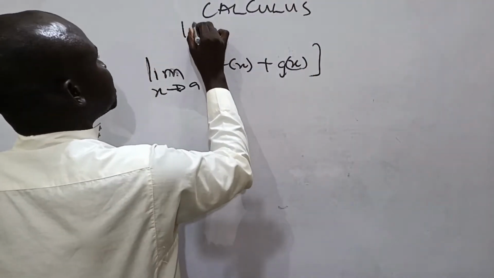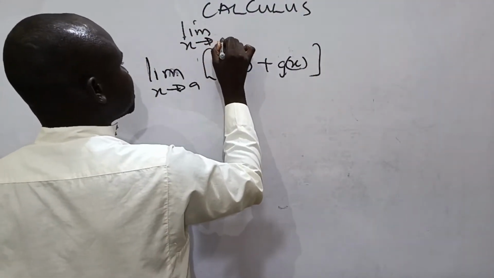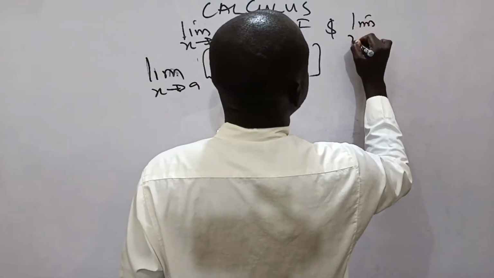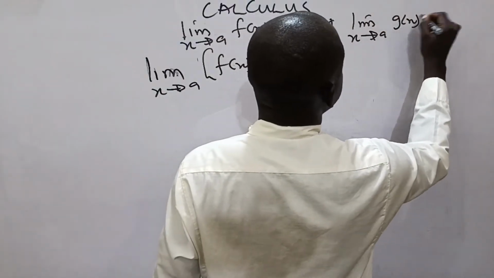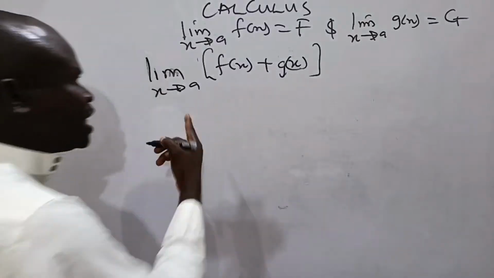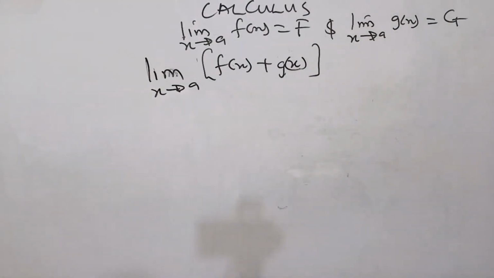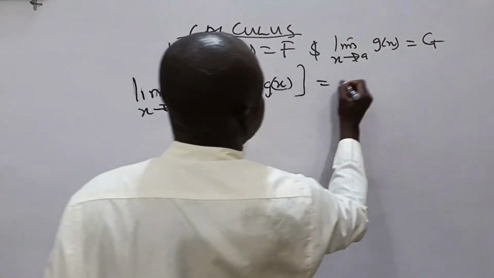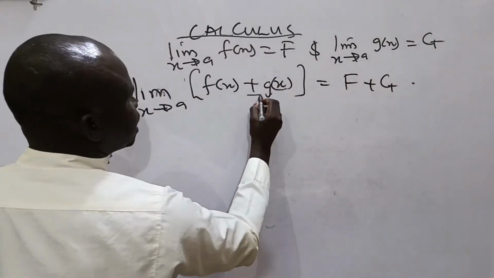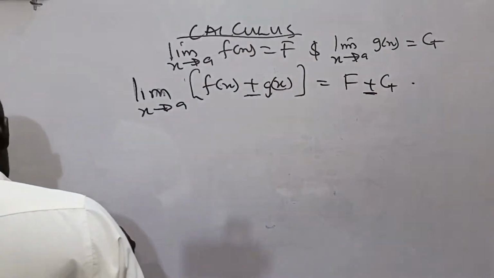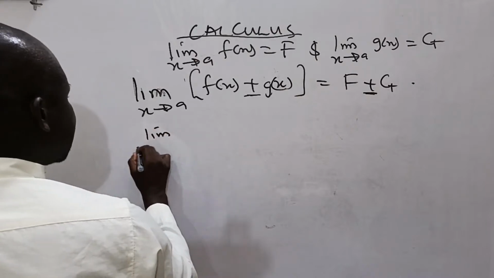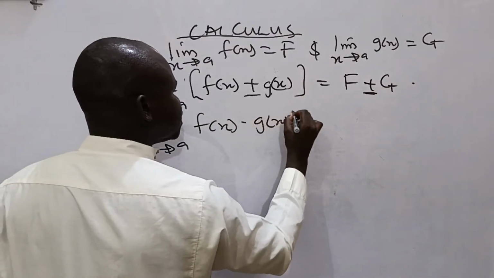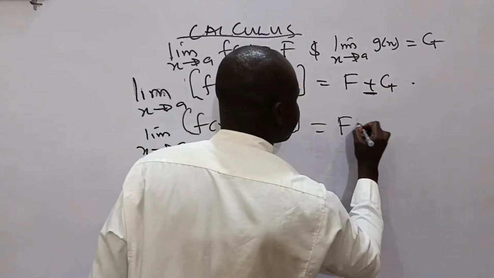Let's say the limit as x tends to A of f of x is equal to capital F, and the limit as x tends to A of g of x is equal to capital G. So the addition of these two limits will just give us F plus G. The subtraction will be F minus G. Then the multiplication, when we have the limit as x tends to A of f of x multiplied by g of x, will just be F multiplied by G.